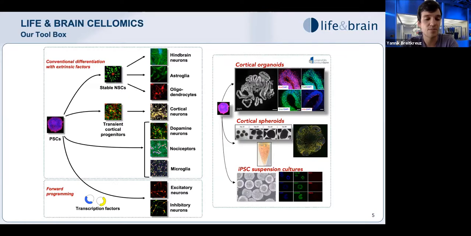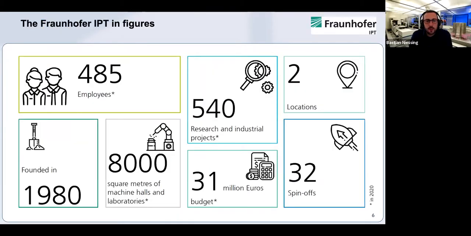Now I would like to turn over to Bastian, and he will introduce the Fraunhofer EPT. Yes, thank you very much, Yannick. So the Fraunhofer Institute for Production Technology is an institute located in Aachen in Germany. We have nearly 500 employees. We have a huge machine hall and a lot of laboratories. It was founded in 1980, and we have an overall budget of 30 million euros per year.